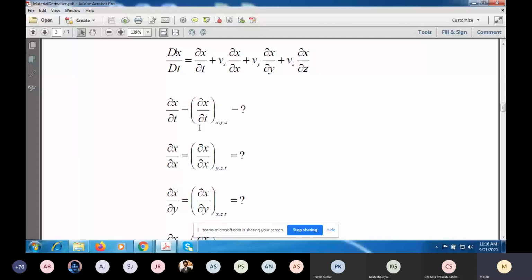Okay. So there will be several partial derivatives. There will be a partial derivative with respect to t where x, y, z is kept fixed. There will be another partial derivative where x prime, y prime, z prime are kept fixed. Okay. So I'll come to that later.